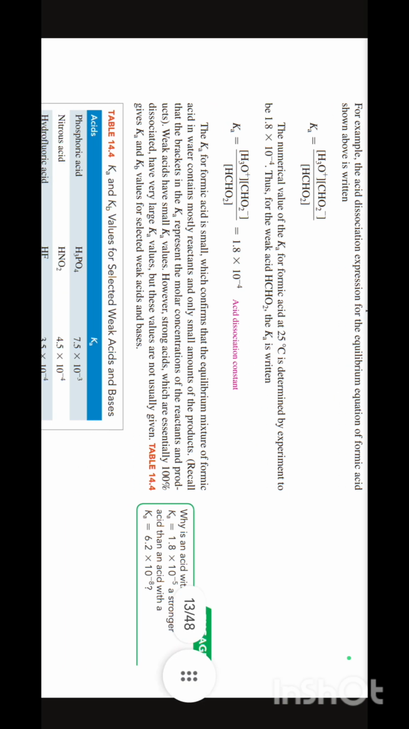The Ka for formic acid is small, which confirms that the equilibrium mixture of formic acid in water contains mostly reactants and only a small amount of products. Recall that the brackets in the Ka represent the molar concentration of the reactants and products. Weak acids have small Ka values. However, strong acids, which are essentially 100% dissociated, have very large Ka values, but these values are not usually given.